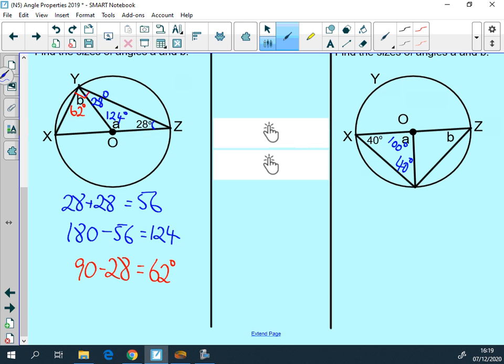Now, again, a couple of different ways we can work out B. However, I know that that's a right-angled triangle in there, using my diameter and my two other sides. So this must be 50. And again, I've got another isosceles triangle in here. There's another isosceles triangle, so B must be 50 as well.